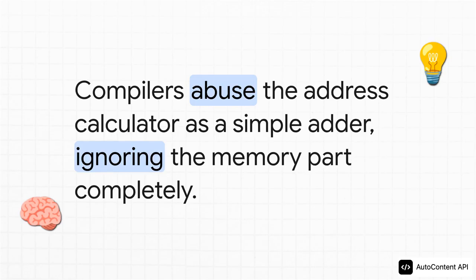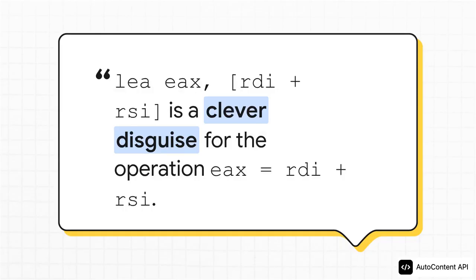It's genius. So when we look at that cryptic code again, LEA EAX from RDI plus RSI, we can see it's not about memory at all. It's a clever disguise. It's the compiler's secret, super efficient way of saying, hey, processor, take the number in storage spot RDI, add the number from spot RSI, and please put the final answer in a totally separate spot, EAX. It's our perfect, non-destructive C equals A plus B addition.